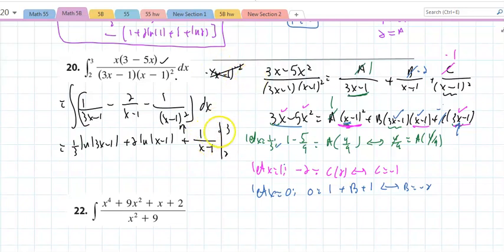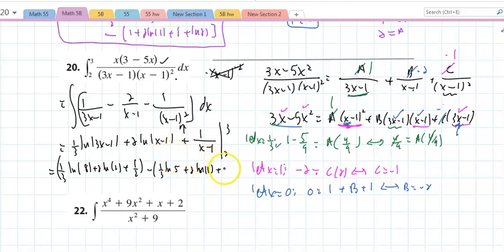Evaluate it from 2 to 3. That is 1/3 natural log 9 minus 1 is 8 plus twice natural log 3 minus 1 is 2 plus 1/2, minus, put a 2 in there, 1/3 natural log 6 minus 1 is 5 plus twice natural log 2 minus 1 is 1, that's 0, plus 1 over 1, and there is my answer again.